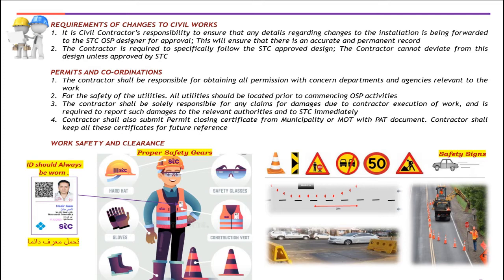Okay, so for the work and safety and clearance, a contractor shall ensure and practice safety procedures for the safety of staff, pedestrians, and traffic at all times. Warning signs, fencing, traffic barriers, and all precautionary measures shall be provided to each job and maintained to safeguard and cause minimum inconvenience to the public. Flashing amber warning lights shall be operated at night to prevent any accident.